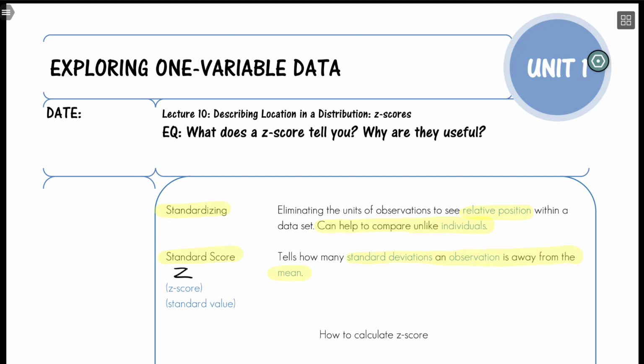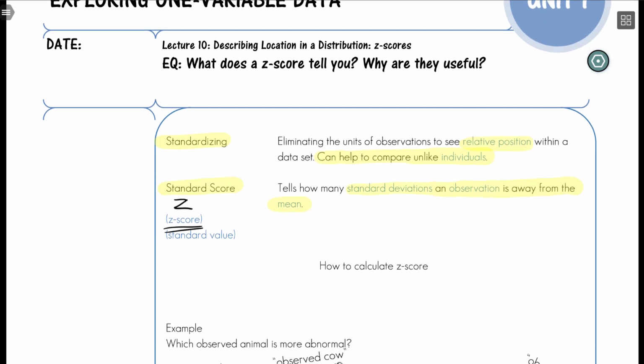It's a super simple formula, and it can do so much for us, and we will use it a ton. So, standard score, also known as the z-score or the standard value. This is the one that I will tend to use. The AP test likes to throw in standard value every now and again, but Z is the best way. Okay, how to calculate a z-score? Well, how do we do this?